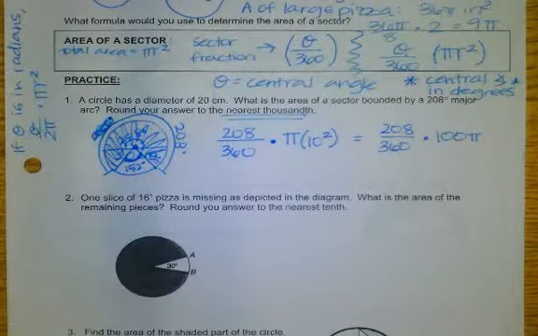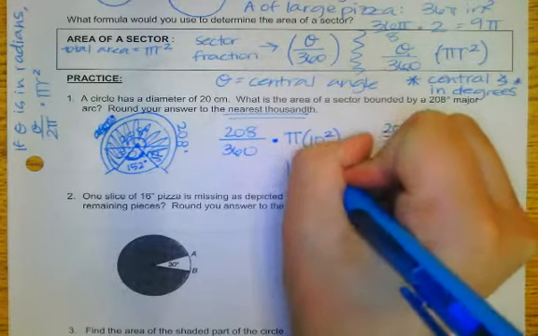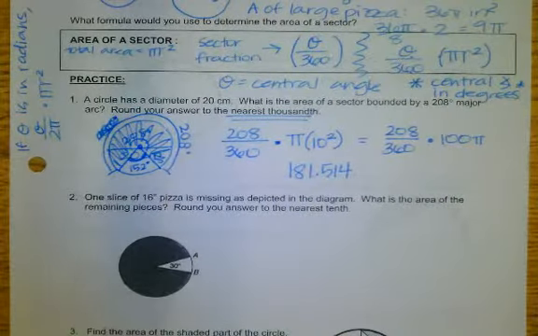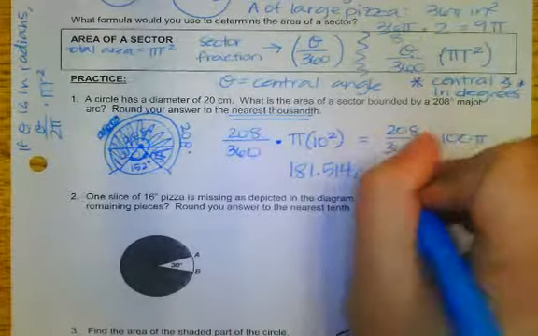Let me know what you get. 181.514. Very good. And units are huge because you're dealing with area: centimeters squared.